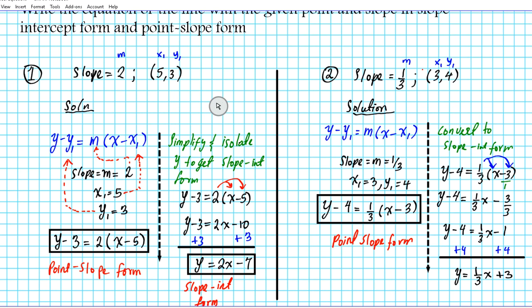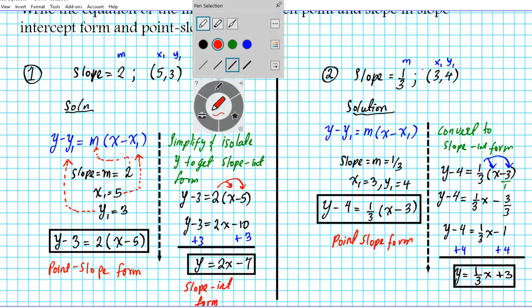So this form that we just got is the what? This is the slope-intercept form. And the slope-intercept form is basically y equals mx plus b. Slope-intercept form. All right, let's go on to number 3.